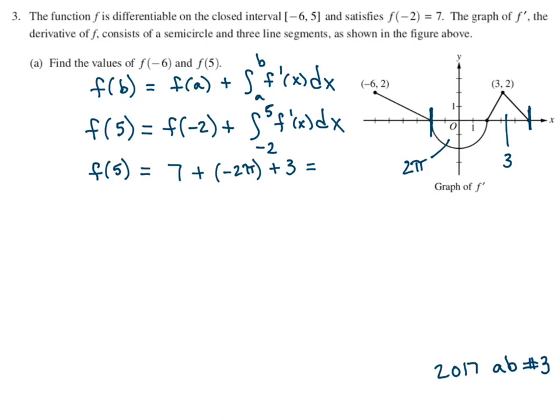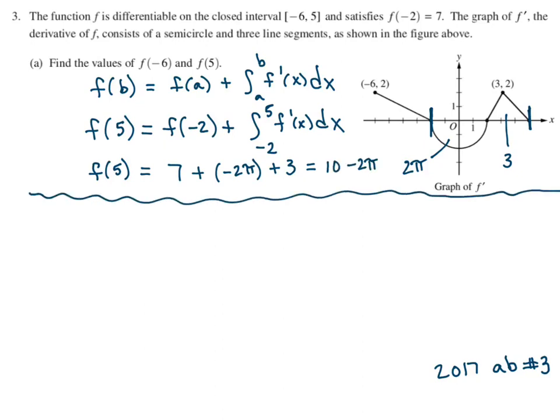The 2 pi is below the axis, and I'm moving left to right. So I'm accumulating negative values as I accumulate. As I accumulate all these values right here, these are all negative values as I move left to right. And so that's why we're going to make that -2 pi, and then plus the 3. So those together is 10 minus 2 pi. So that's the value of f of 5.